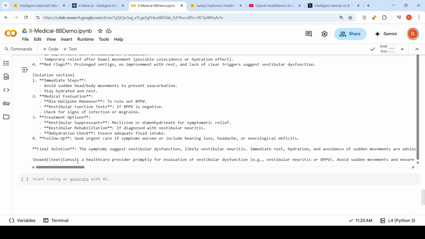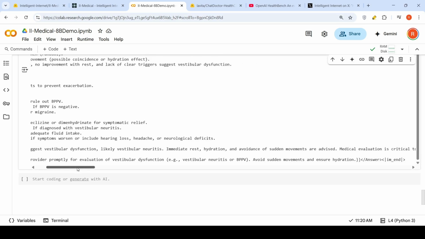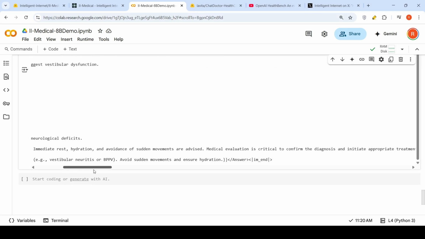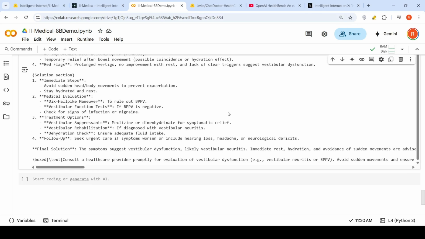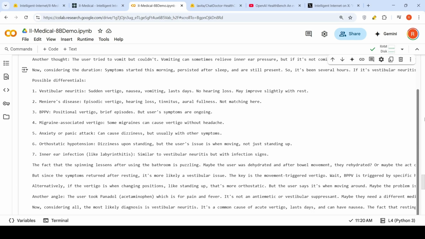It says finally, consult a healthcare provider promptly for evaluation of these things. Avoid certain movements and ensure hydration. So it has given a good answer over here, the possibility of vertigo or vestibular neuritis, and it says consult a doctor. This is another good response from this particular model.